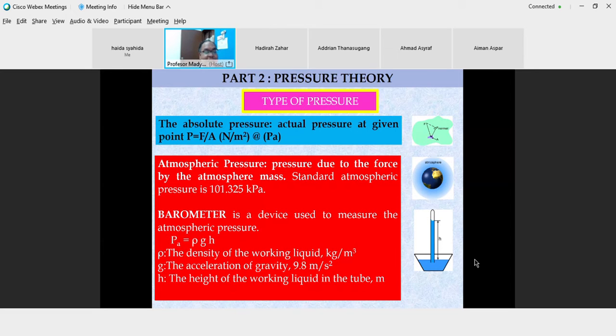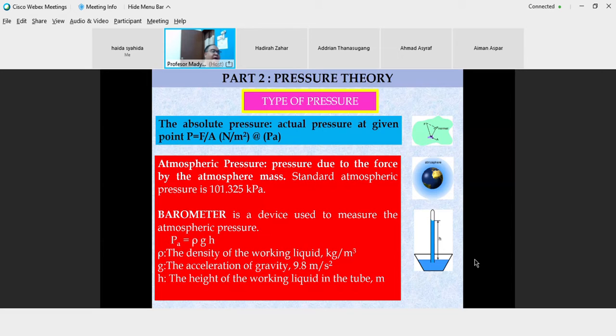But who's the one that found that the standard atmospheric pressure is 101.325 kilopascal? So you can Google it later on, find it. Who the hell is this guy who found out that the atmospheric pressure is 101 kilopascal? And same as pi is what, 3.14, 3.1415, sampai there is a movie Pi.